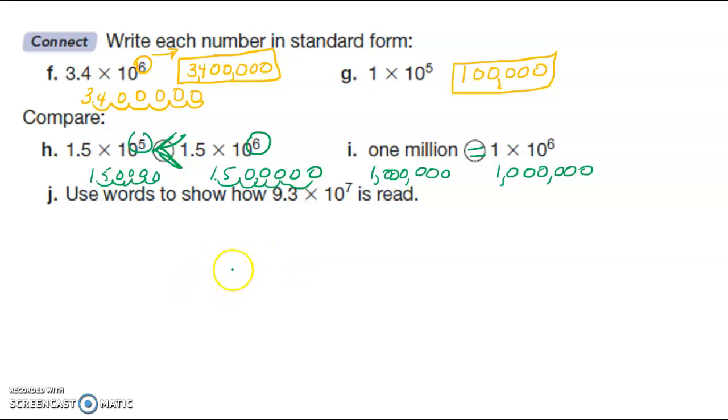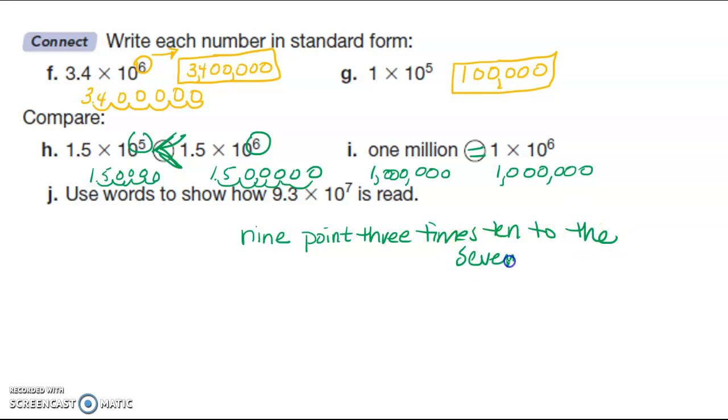Jay says, use words to show how 9.3 times 10 to the 7th is read. And if you heard me say it, then that's exactly how you write it. 9.3 times 10 to the 7th.